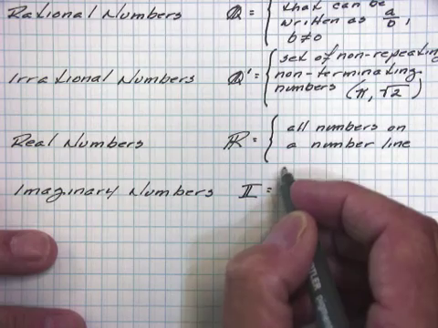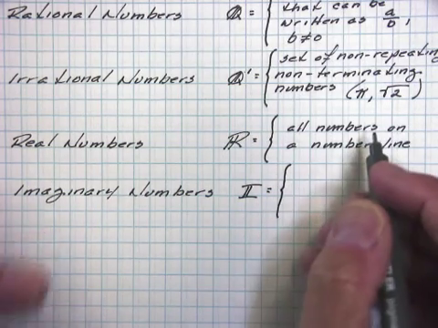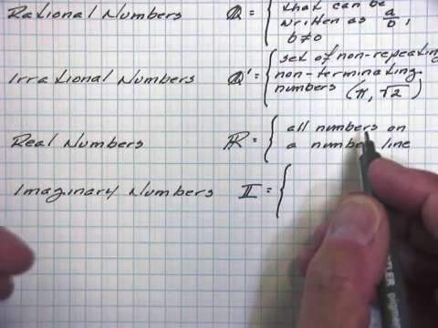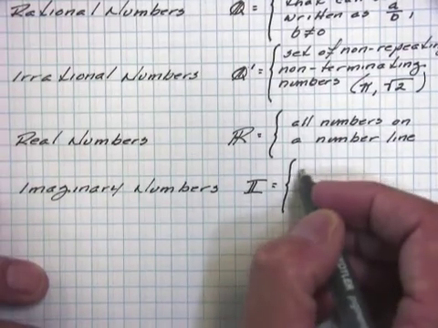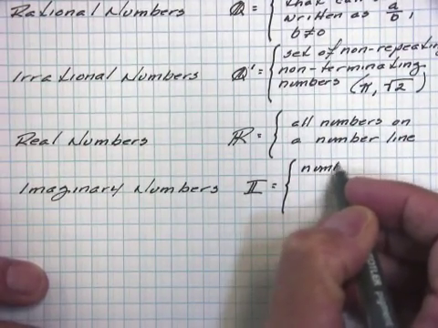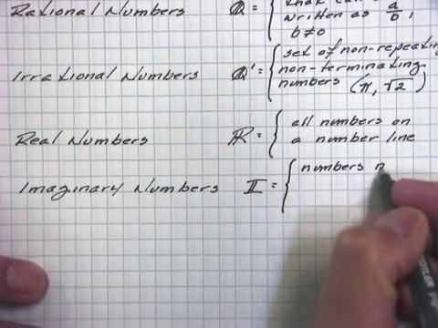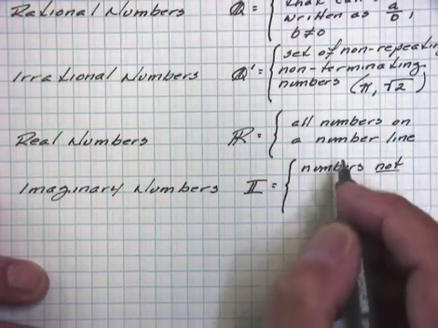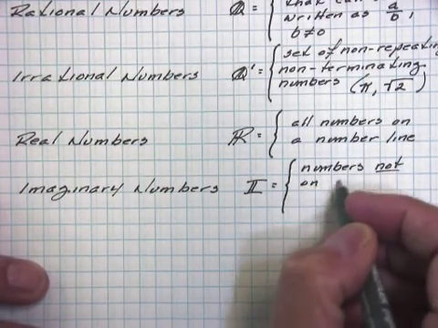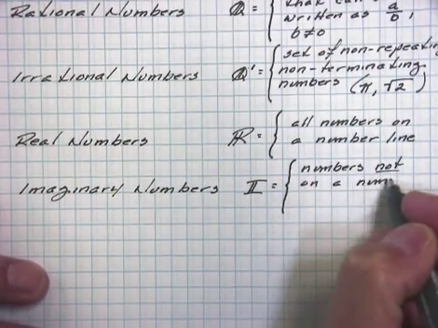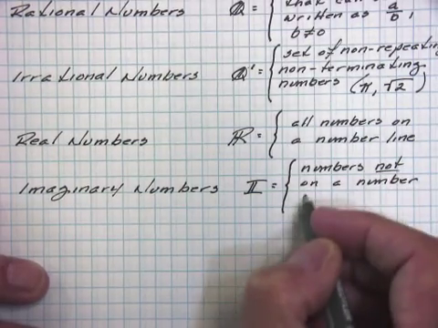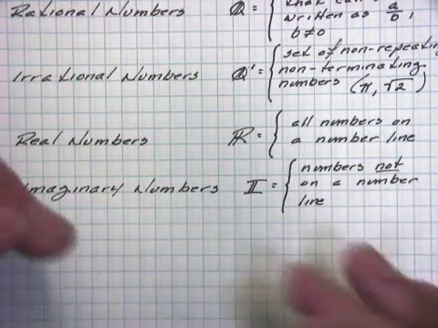And imaginary numbers is an I with a double bar. It looks like a Roman numeral 2, but it's an I with a double bar there, equals, and this is the set of numbers not on a number line. So I'm going to say that as numbers not on a number line.